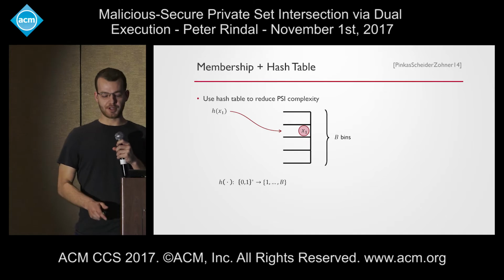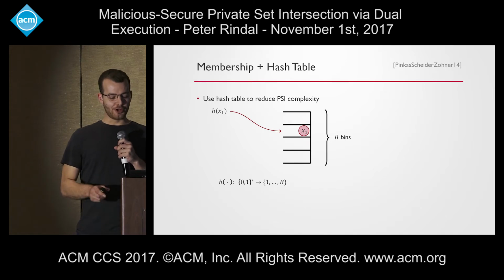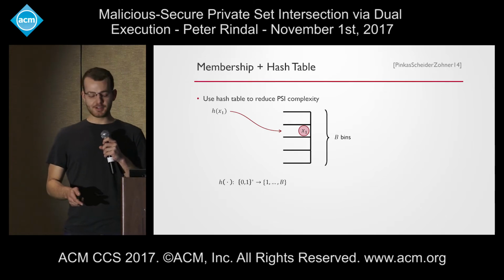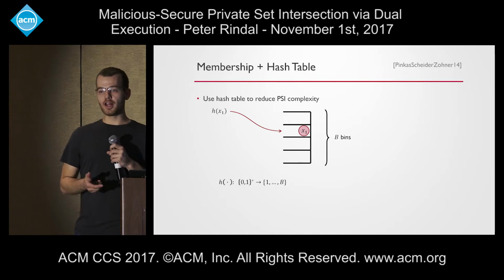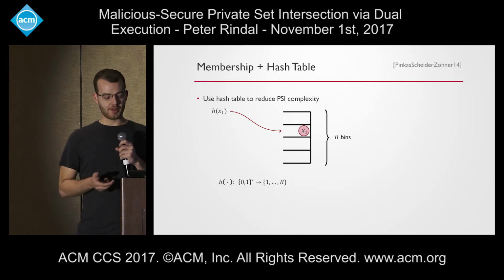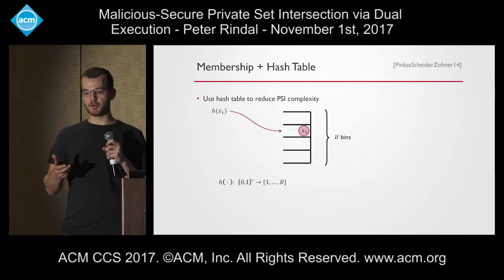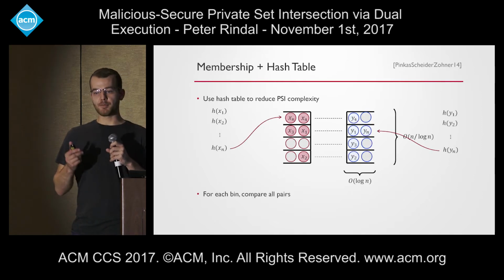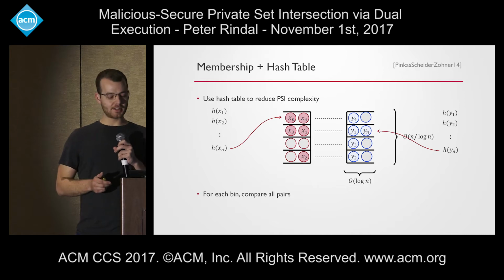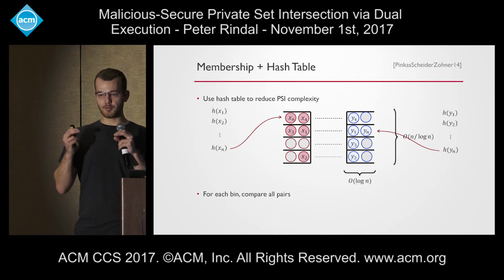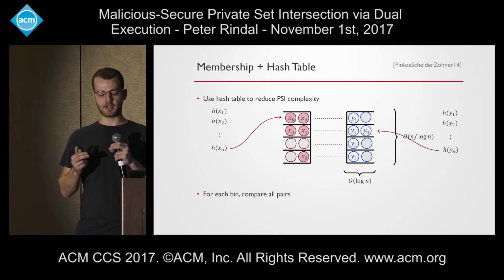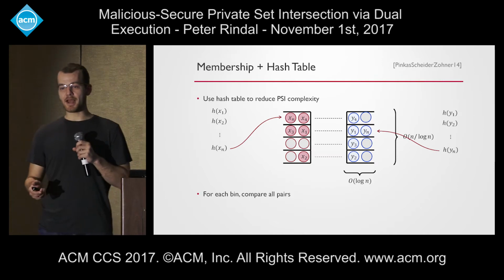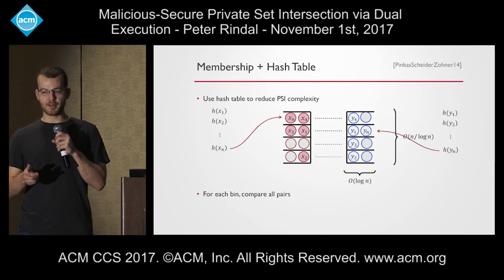So for reasons that will become more clear here in a second, we'll use n over log n bins. And this will allow us to show with very high probability that no bin will exceed log n number of items. And now, instead of having to compare all pairwise between the two big sets, it's sufficient to only compare binwise. So we compare each bin with each other. And since they use the same hash function, any items that are equal would be in the same bin.